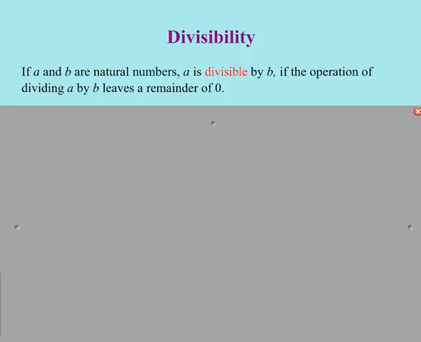Now we're ready to define divisible. If A and B are natural numbers, A is divisible by B if the operation of dividing A by B leaves a remainder of 0. This definition is a little bit wordy, so make sure you read it carefully and understand it. If you need to pause the video now and read it over again, do so.